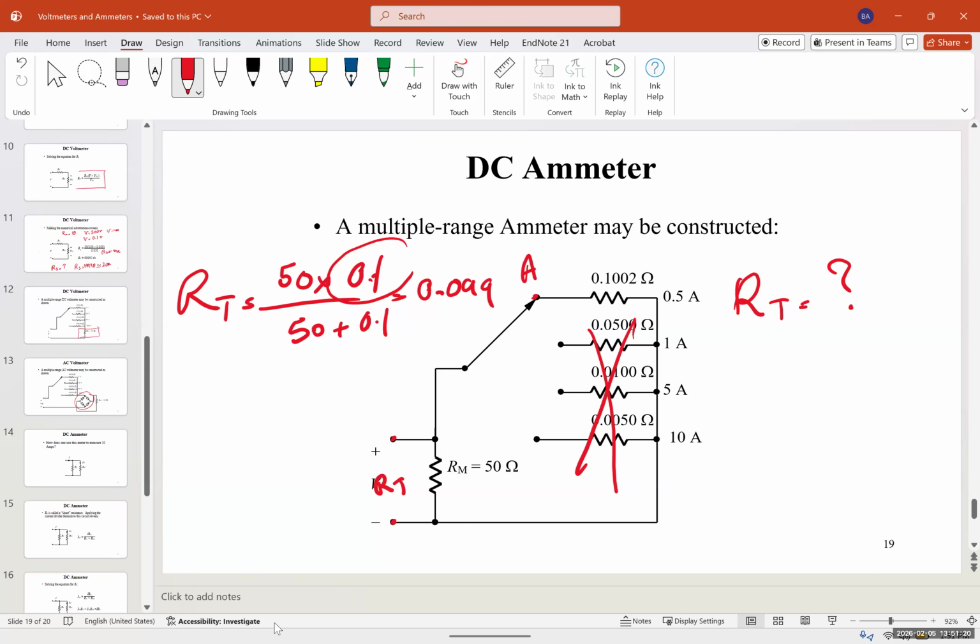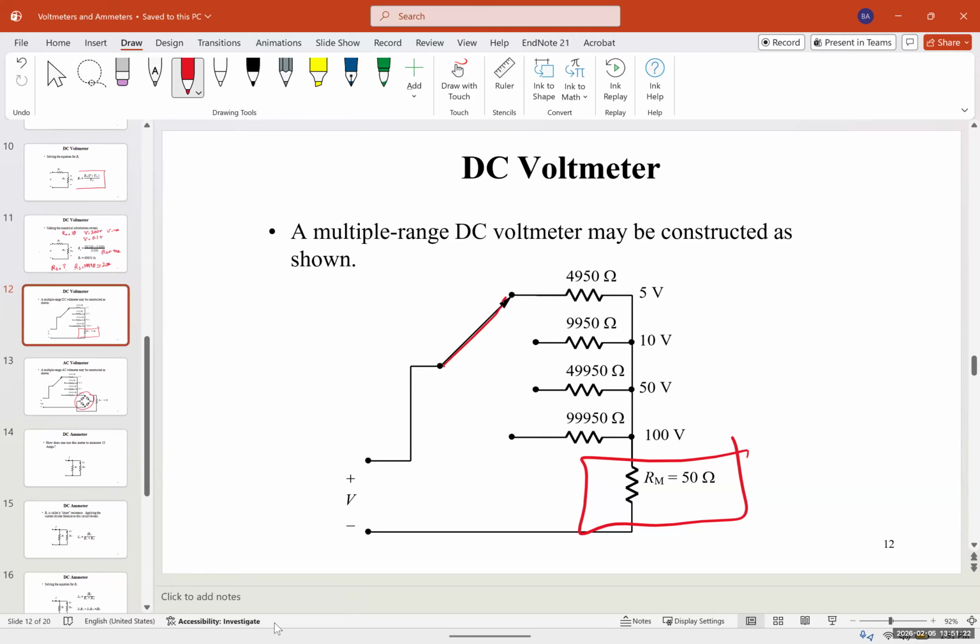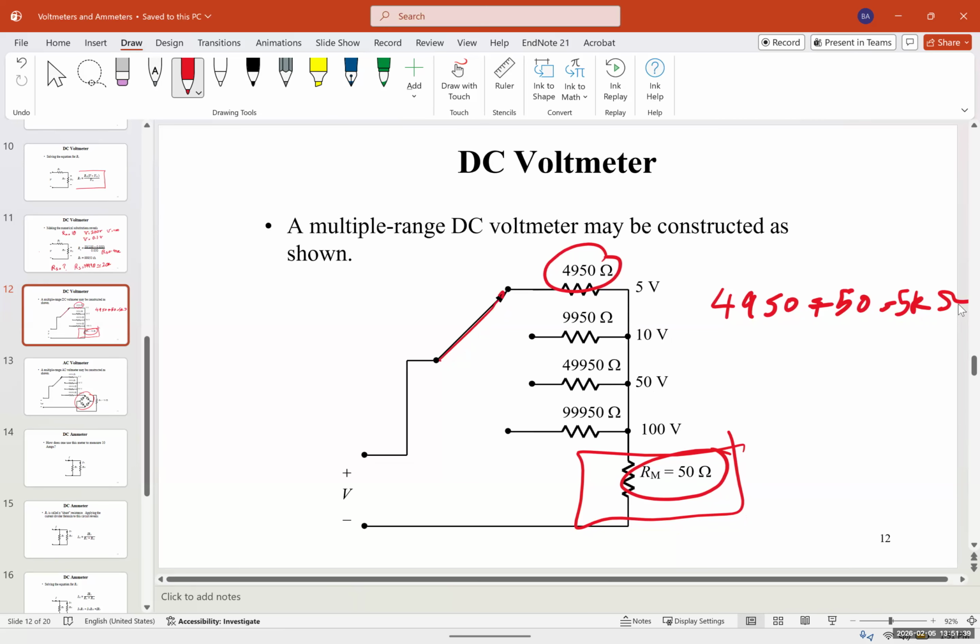Now, what about this one? If it's connected to point A, what is the total resistance going to be? 5,000. Perfect. That's the reason this is 4,950, because combining it with the 50 gives you a 5 kilo ohm resistor. So 5, 10, 50, 100 kilo ohm.